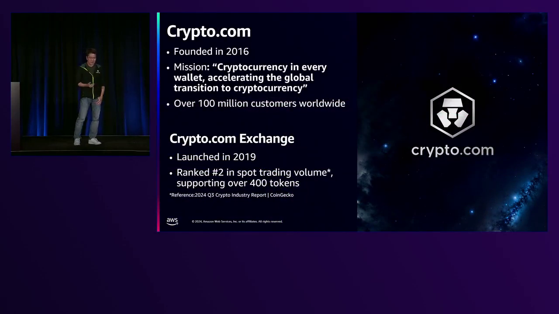So first, let me introduce Crypto.com. Crypto.com was founded in 2016 with the mission: cryptocurrency in every wallet. Today, we are proud to serve over 100 million customers worldwide. Our exchange platform, launched 5 years ago, is now the second largest crypto exchange by spot trading volume, supporting over 400 tokens and 700 order books. Let me take you through the journey of how our exchange has evolved.